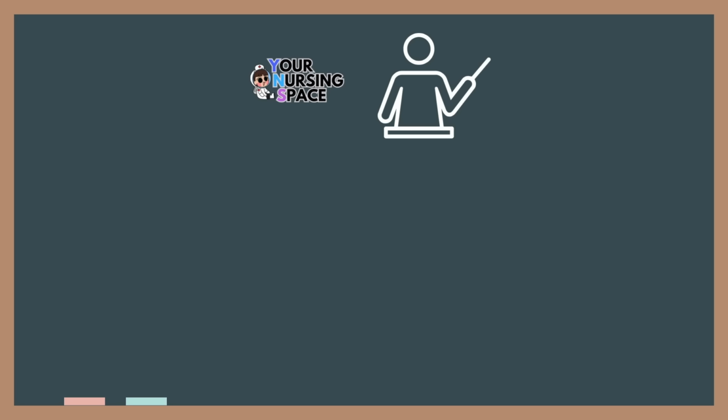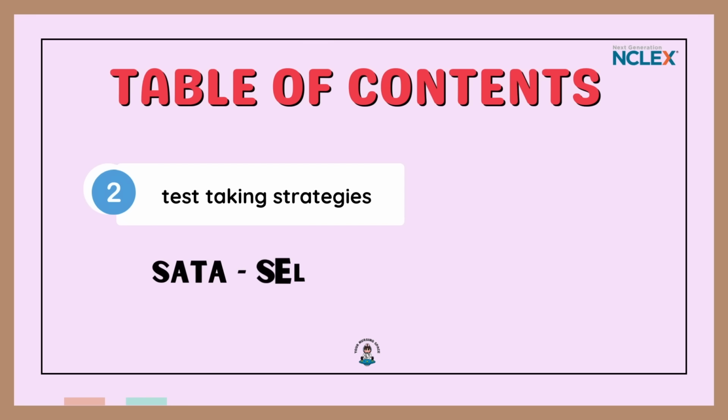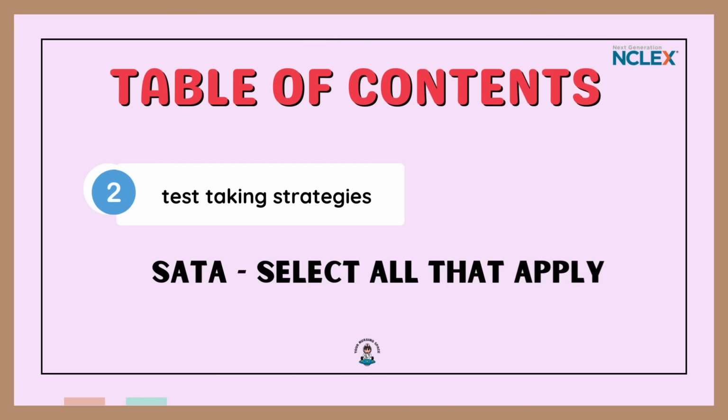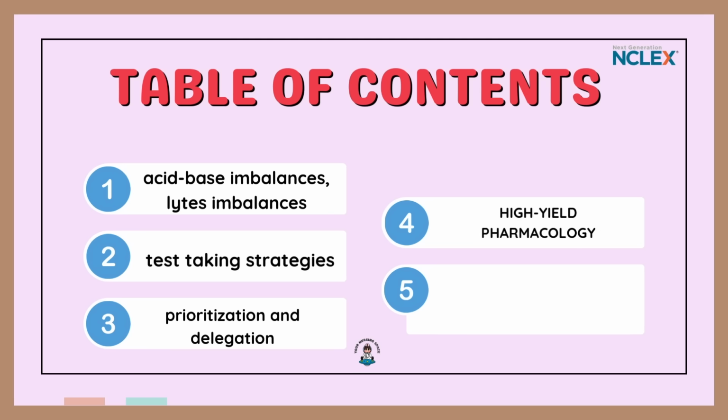We will first review key lab values, acid-base imbalances, and electrolyte imbalances, so you never second-guess them on test day. Then we'll start with test-taking strategies, including how to break down tricky questions and tackle SATA like a pro. Next, we'll dive into prioritization and delegation, showing you how to pick the right patient first. We'll also go over must-know meds, covering insulin and high-alert drugs that often trip students up.